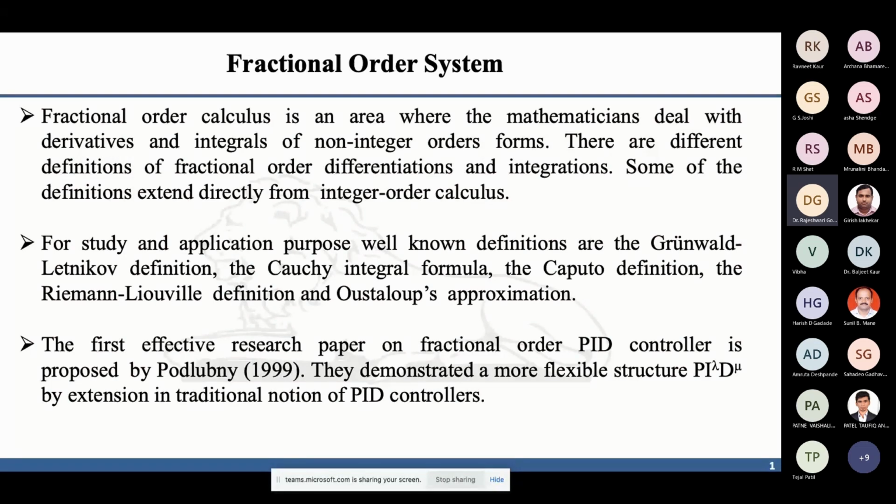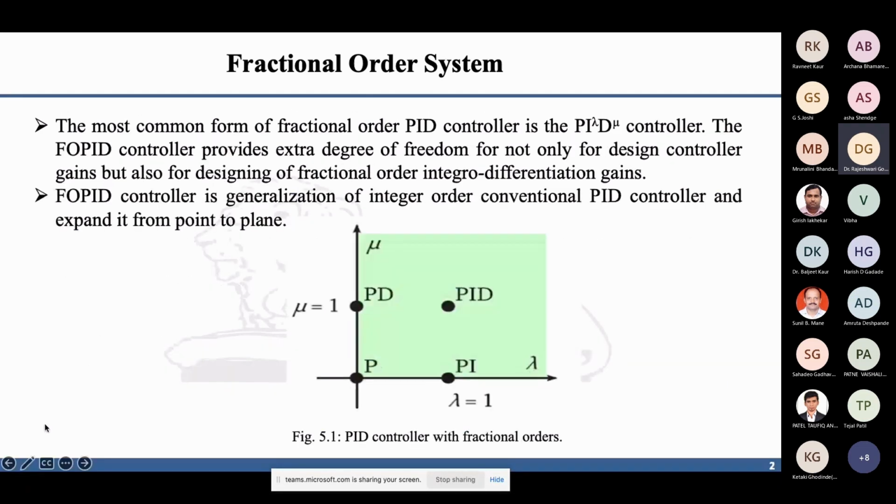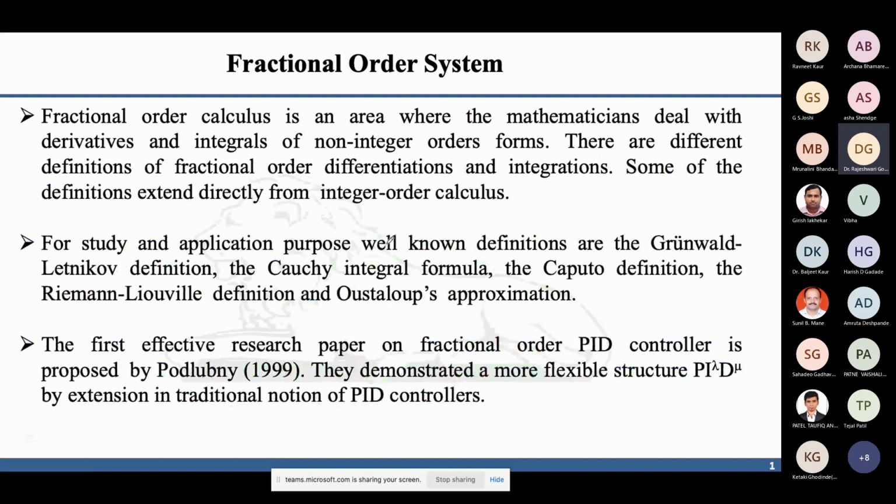and then we can go for the fractional order controller also, right? So the fractional order system is not new. It was talked about very early, around the 19th century itself. Fractional order calculus is the area where mathematicians deal with derivatives and integrals of non-integer order. Various definitions are available in the literature, like the Grunwald-Letnikov definition, Cauchy integral formula, Caputo definition, and RL definition. Likewise, we have the Oustaloup recursive approximation.